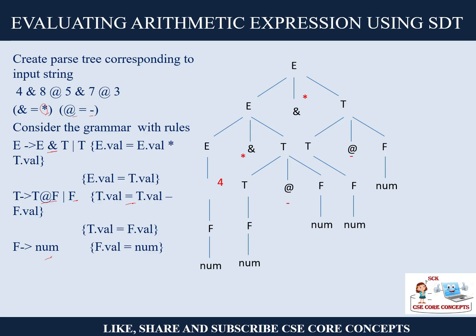Now let us understand the priority. Whose priority is less? The operator which is far away from the start symbol. Who is the start symbol? E is the start symbol. So I have two operators, ampersand and at the rate. The at the rate is far away. So we are going to start the parse tree like this. We will create brackets around this. Understood? So now you can break them into two parts, right?